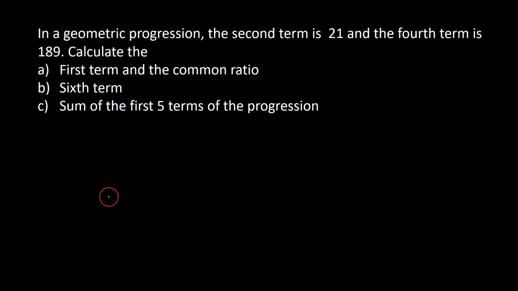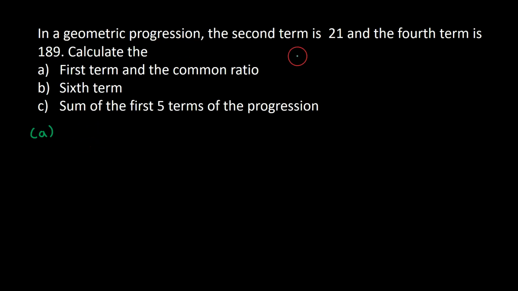In a geometric progression, the second term is 21 and the fourth term is 189. Calculate A, the first term and the common ratio, B, the sixth term, C, the sum of the first 5 terms of the progression. So let's first start by finding the first term and the common ratio.